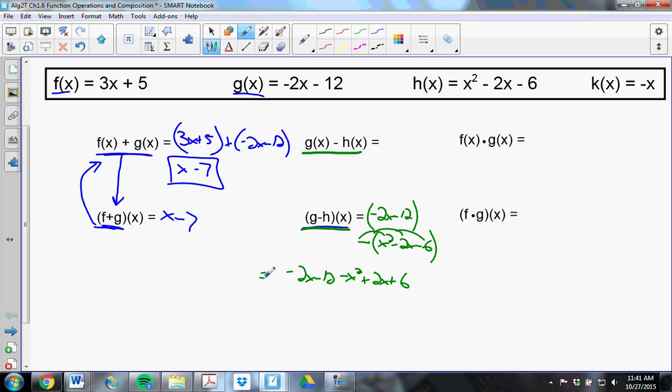We're going to have negative x squared. The negative 2x and the positive 2x go to 0, so those are gone. Negative 12 plus 6 is negative 6. It's negative x squared minus 6. This would be the same thing up here.